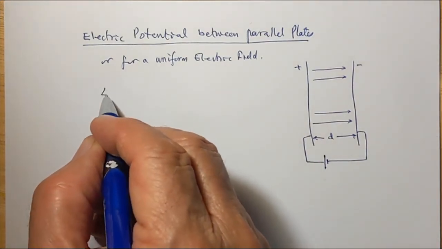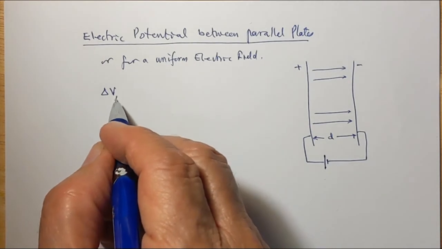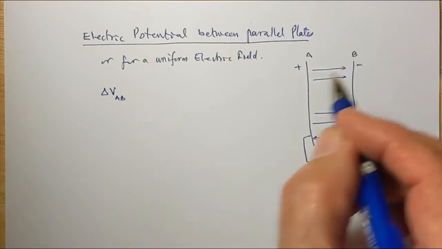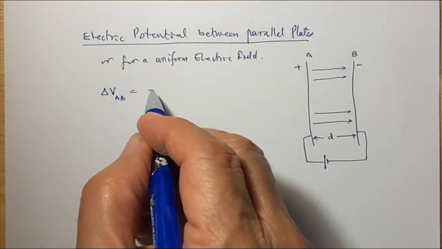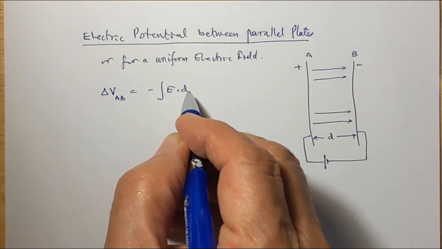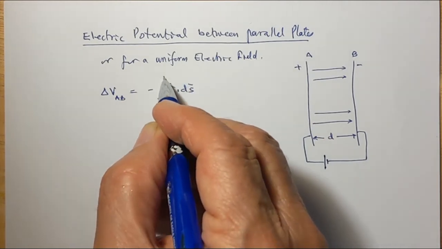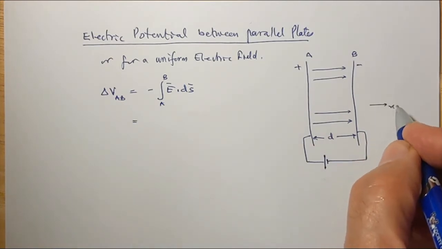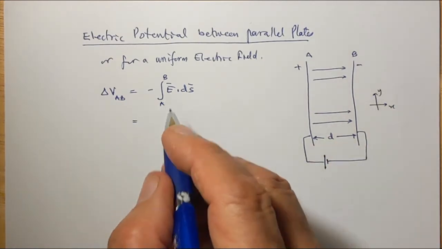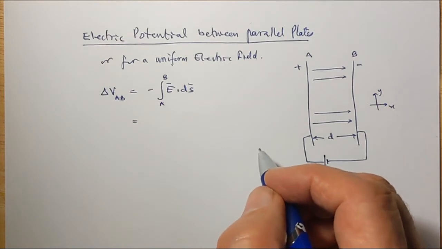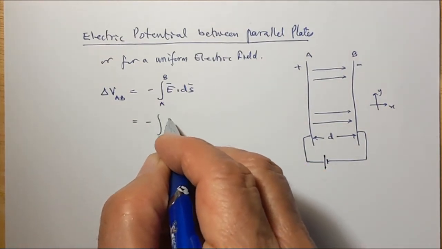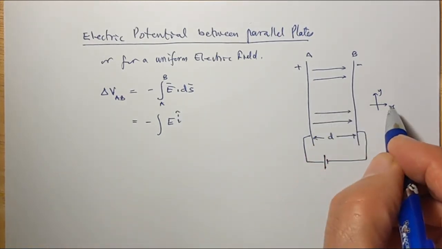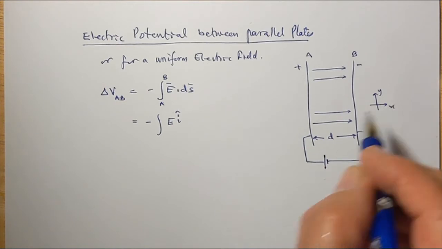Now the equation that we have was that the potential difference between A and B, where A is this plate and B is this plate, is going to be minus the integral of E dot ds from A to B. This is our x direction and that's the y direction. The electric field is going to be E, magnitude of E, in the i direction. So the electric field is towards the right.